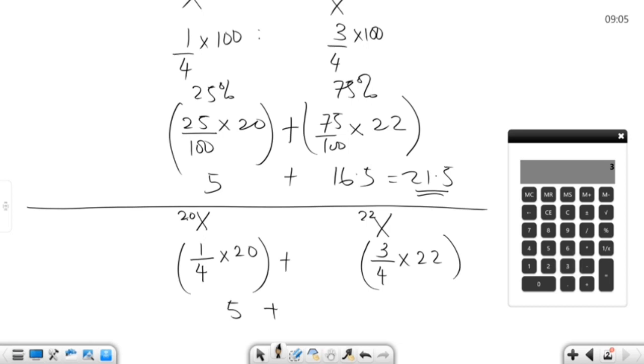So we have 3 times 22 divided by 4, you are going to get 16.5 for this. So when you add the both of them, you are still going to get 21.5. So whichever method you decide to use, whenever you are given a question on calculation on isotopes that have ratio, whichever method, you would arrive at the same answer. Thank you.